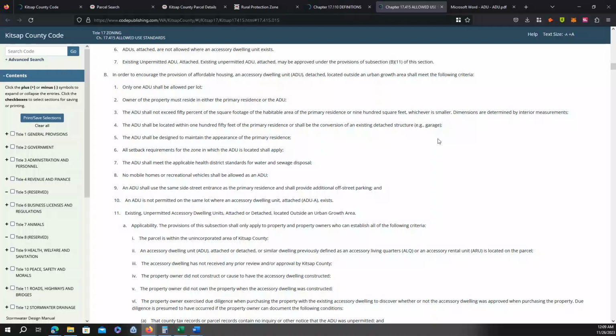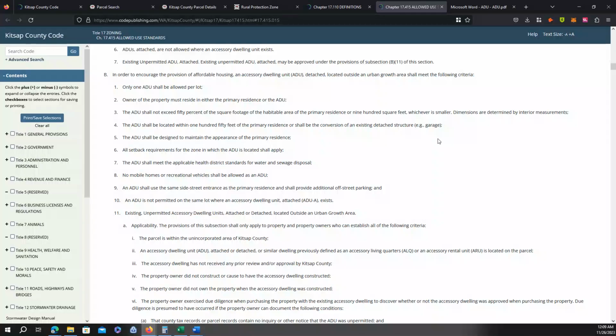Now, if you have a lot of time and you want to go this route, you could build a garage that's over 150 feet away from your primary house. And then after that legally permitted structure of a garage is done, decide that you want to convert it to an accessory dwelling unit.